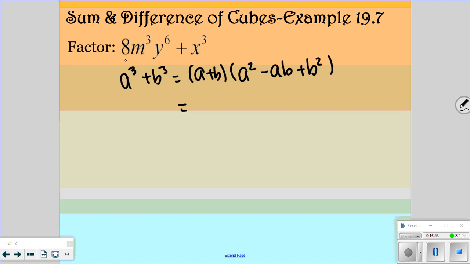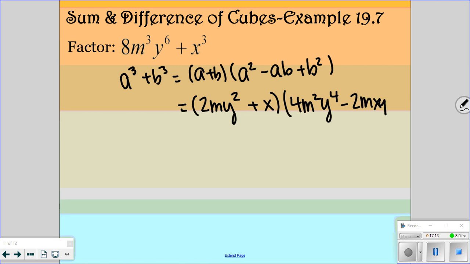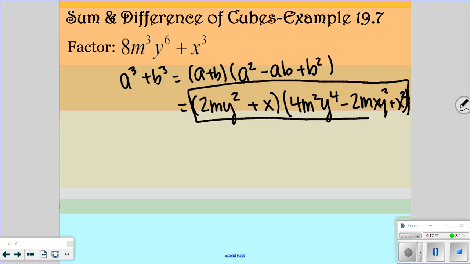So our a is 8m cubed y to the 6. So the cube root of all of that is 2my squared. And then plus x. And then we're going to square this. So that's going to be 4m squared y to the 4th. And then minus 2mxy squared. And then plus x squared. And so that would be your answer for that factoring question.